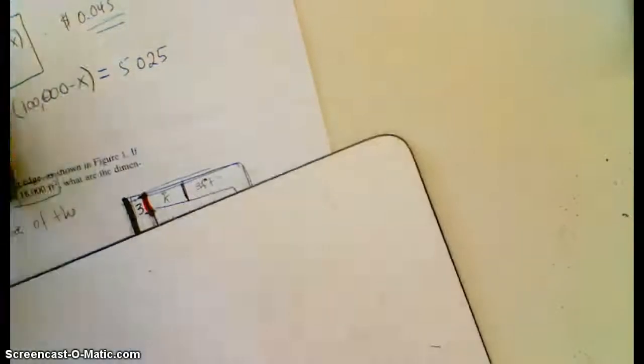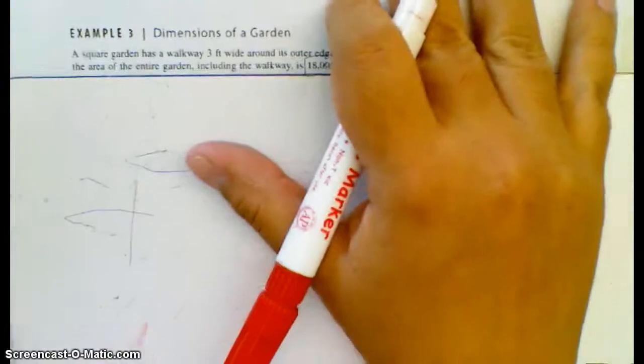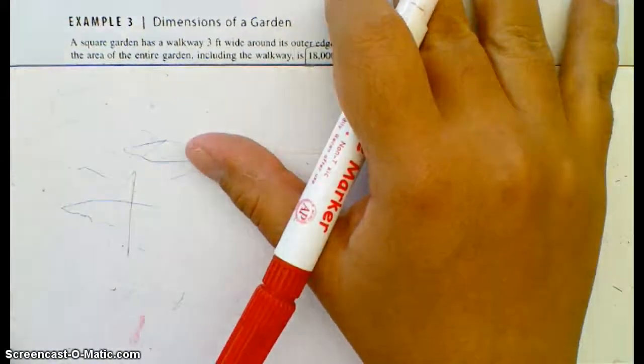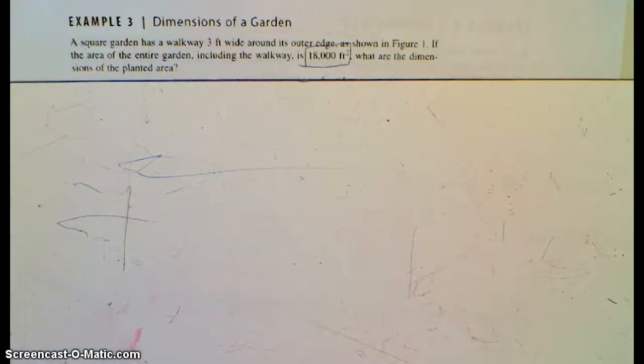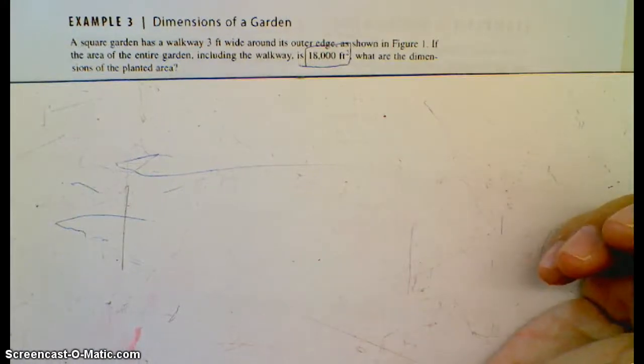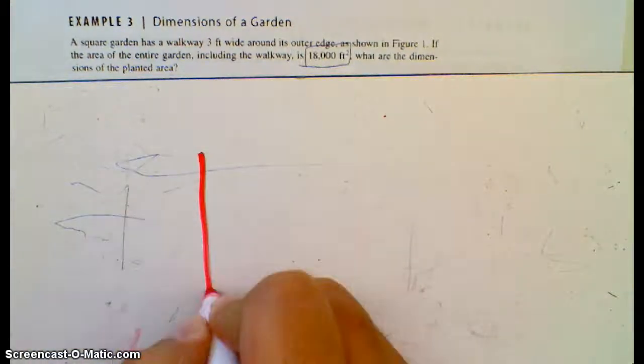So on example 3, we have a square garden, and I did include the picture of the square garden, but with the description that they have there, you can probably draw the picture. It says, a square garden has a walkway 3 feet wide around its outer edge. So a square garden, draw a square.